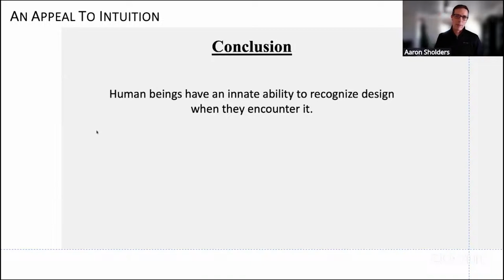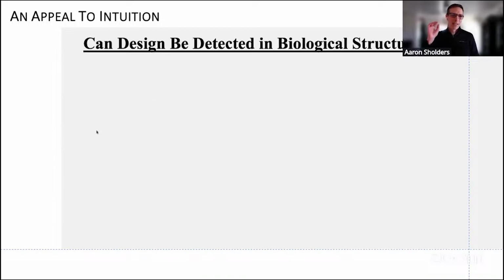Now, you might be saying, I thought this talk was about biological complexity, and he's a biochemist. Isn't he a biochemist? Yeah, I'm a biochemist. So let's go on and ask this question: can design be detected in biological structures? And can we use that intuition, that innate ability, to recognize that there is design in biological structures? So what I want to do is give you some examples of biological structures that I think intuitively allow us to answer this question. And we're going to talk about proteins.